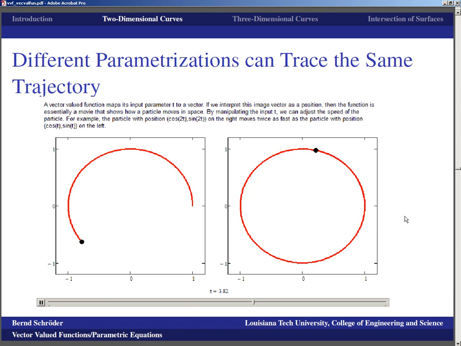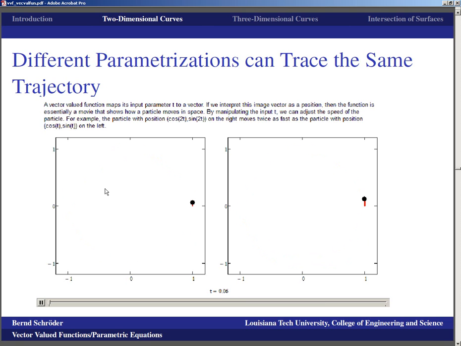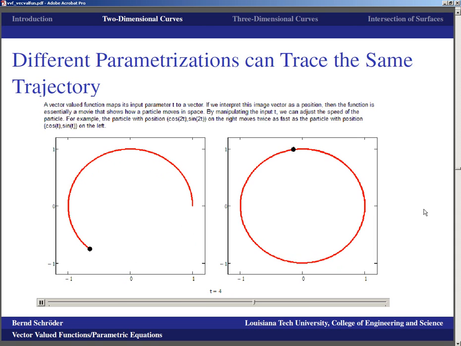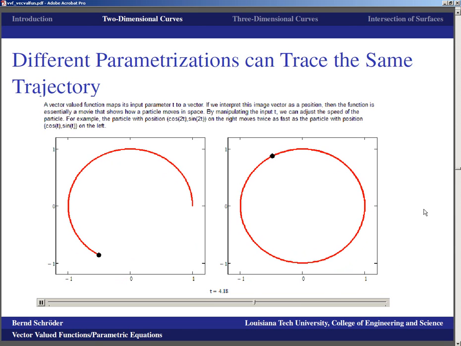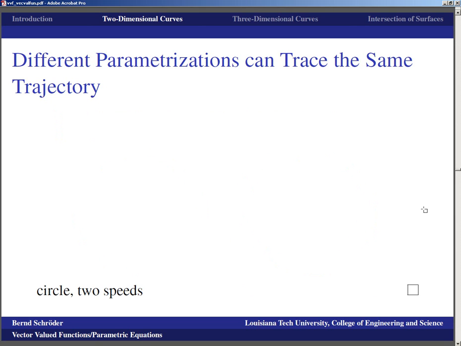And so overall, we have the same trajectory, but the space curve on the left traces the circle once, and the space curve on the right traces the circle twice. Okay, so this is the kind of thing where, again, we want to remember that the vector valued function also includes the time information, whereas the trajectory does not.